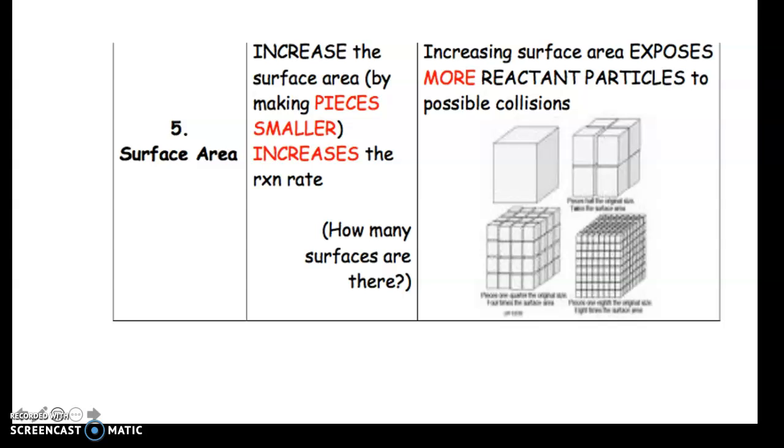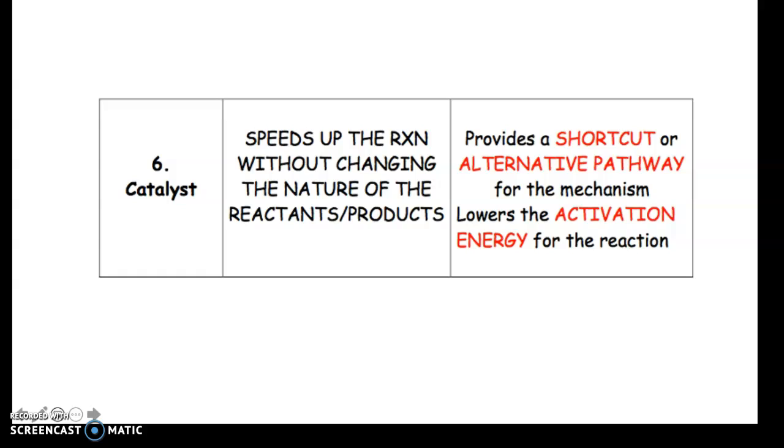Right? And the last one, catalyst, is a little different, so I'm going to take my time and explain this one. Catalyst. A catalyst speeds up the reaction without changing the nature of the reactants and products. Meaning, I'm not changing your starting material and I'm not changing your ending material. What I'm going to do is lower the energy it takes for the reaction to start. That is what a catalyst does. It lowers the energy it takes for the reaction to start.